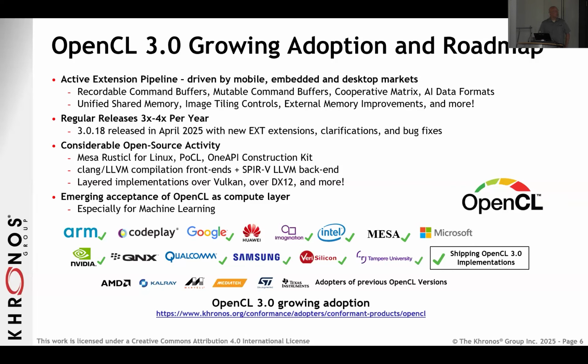One of the more exciting activities that we are seeing in 2025 is the open source activity around OpenCL. There are now multiple conformant open source implementations for OpenCL. And this includes some of the layered OpenCL implementations that layer OpenCL on top of other APIs.